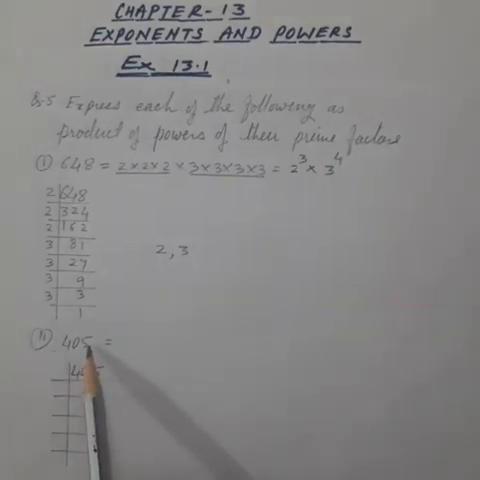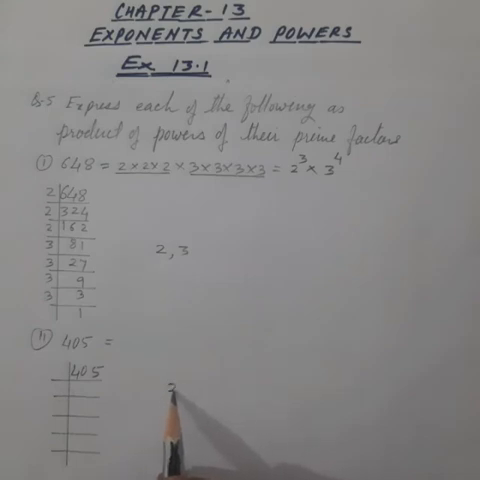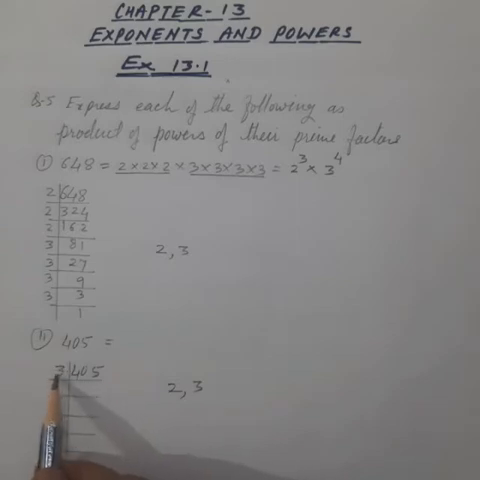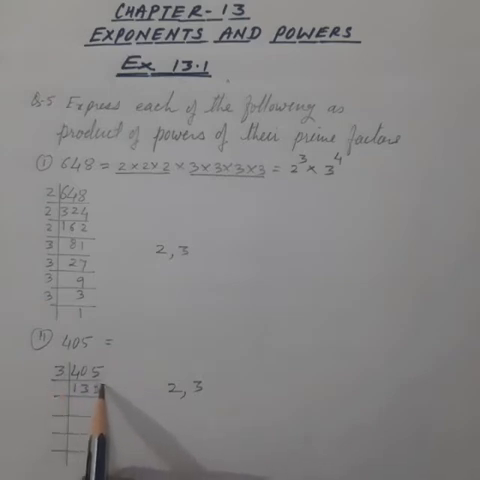Second, 405. First find out the prime factorization of 405. The smallest prime number is 2, but this is an odd number. It is not divisible by 2. The next prime number is 3. 4 plus 5 is 9, and 9 is divisible by 3. So this number is divisible by 3. Divide. 3 1s are 3, 10. 3 3s are 9, 15. 3 5s are 15. 1 plus 3, 4 plus 5, 9.